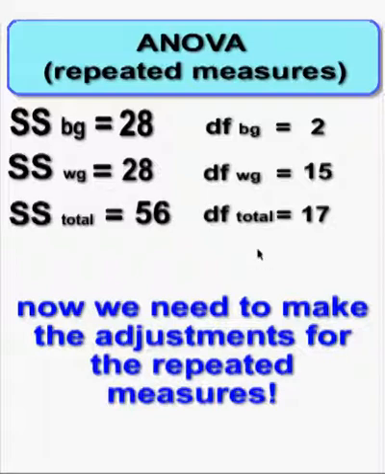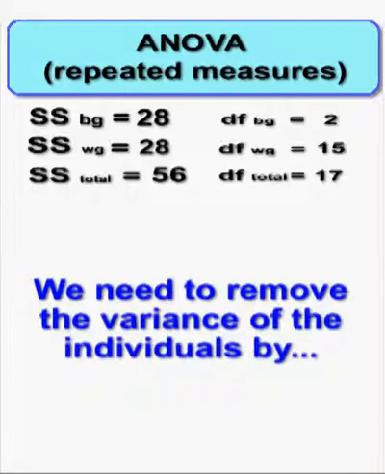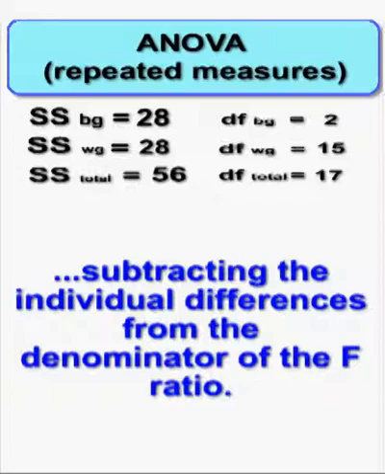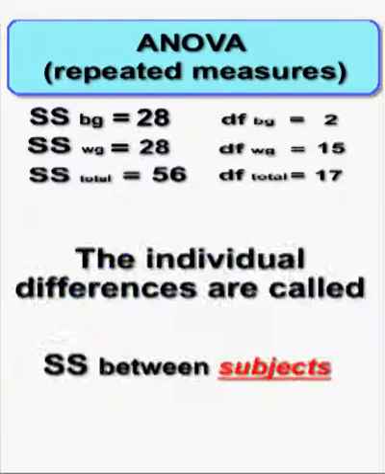Because this is a repeated measures ANOVA, this is what we're going to have to do. We need to remove the variance of the individuals. And how we do that is we subtract the individual differences from the denominator of the F ratio. So let's go ahead and do these.